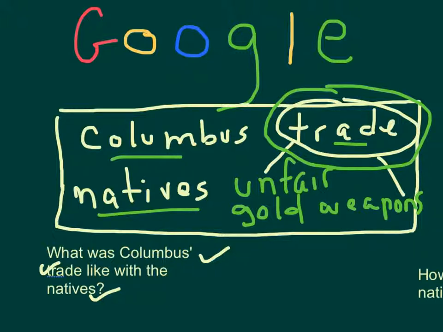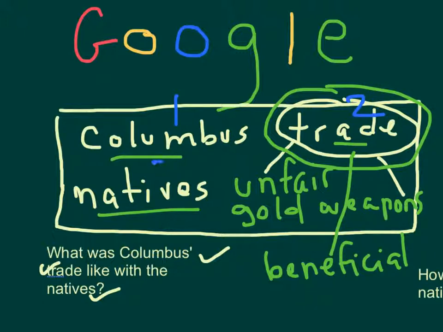Let's see, can you think of another word we could add to this? Something to do with trade. Maybe we can add the word, I'll add it down here, beneficial. Because maybe trade was beneficial to one group and not beneficial to another group. So now, instead of having just 1, 2, and 3 words in our keyword search, we added word 4, word 5, word 6, and word 7.